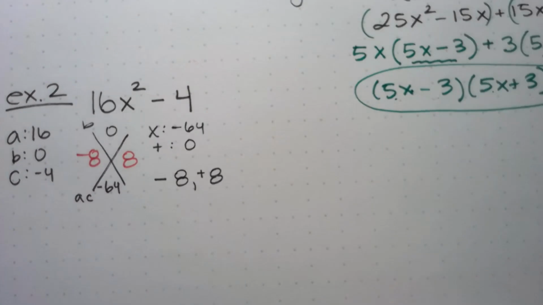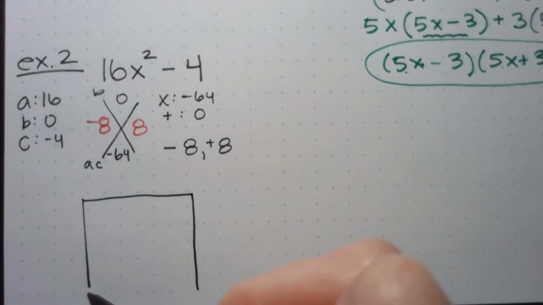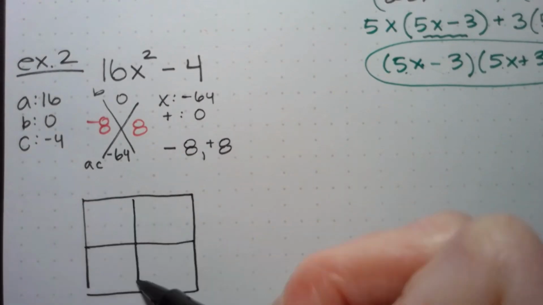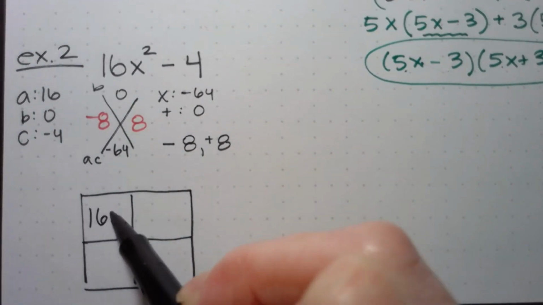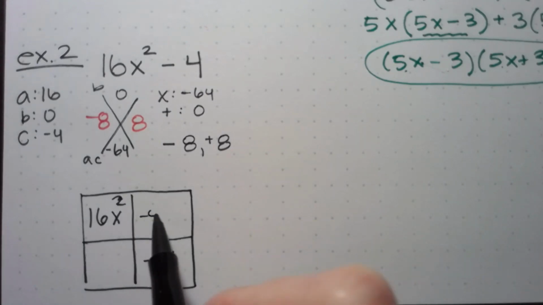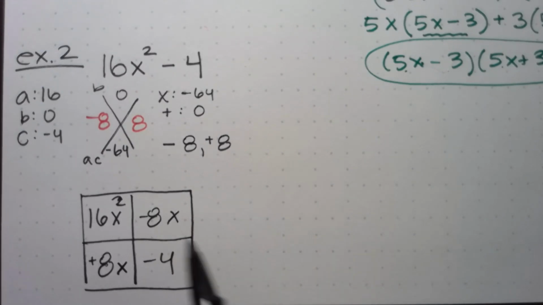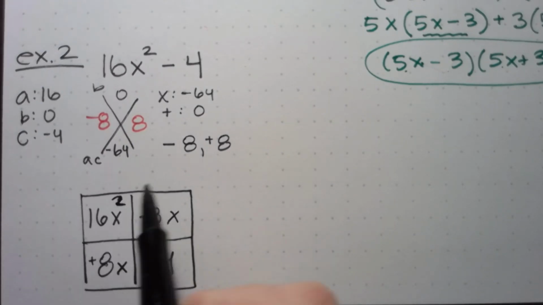Okay, area model, we'll just do it down below for space. I'm going to get 16x squared here, negative 4 here, negative 8x, and positive 8x. And then we've got to go through and figure out what goes on each side.